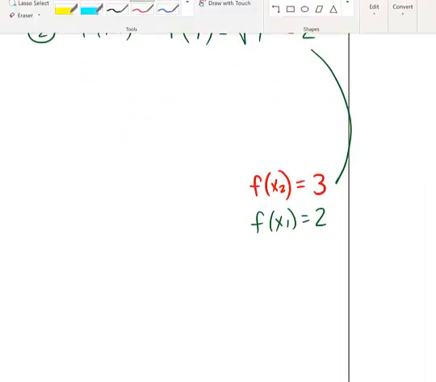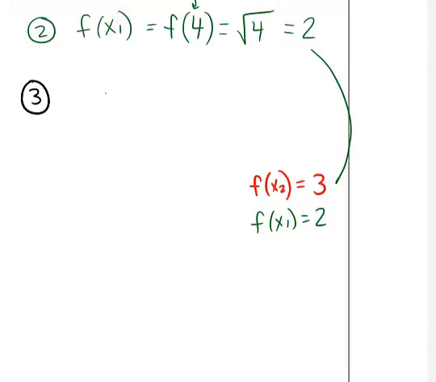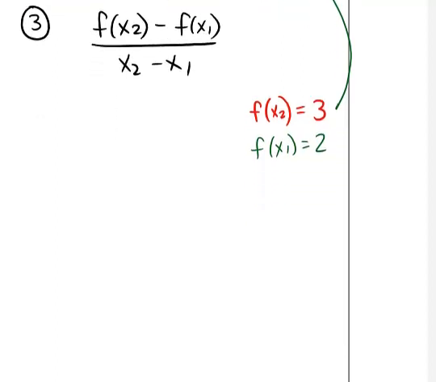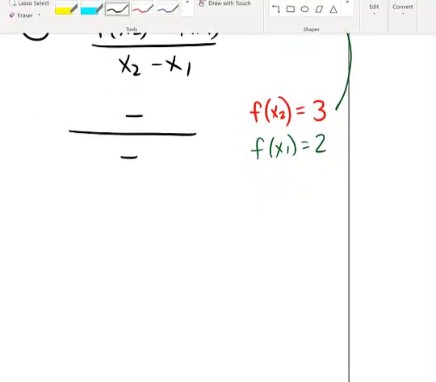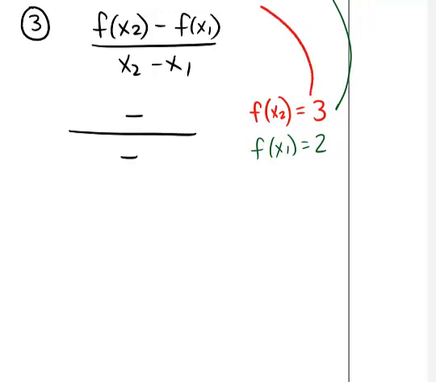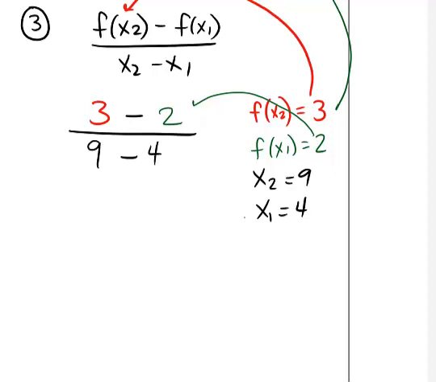Alright, now that I know those more complicated parts to the formula, I'm going to go ahead and write it out. It's f of x2 minus f of x1 over x2 minus x1. There you go, and then I'll fill in what I know. F of x2 was 3, so that'll go at the top left. And then f of x1 was 2, that'll go here. And then I remember x2 was 9 and x1 was 4. So those will go here, 9 and 4. And let's see, what is that? 1 over 5.